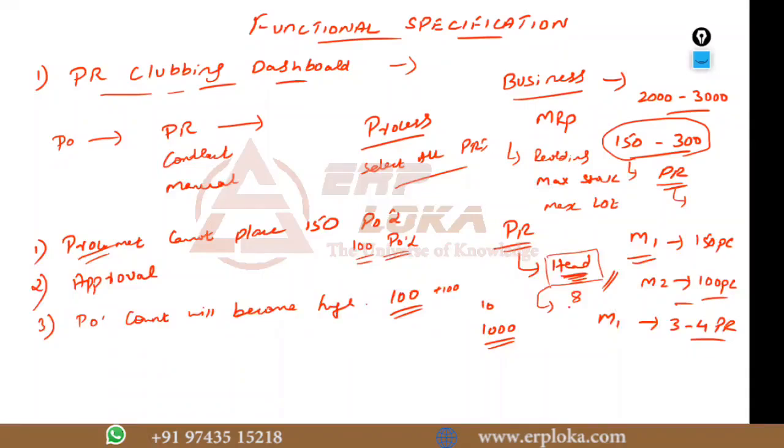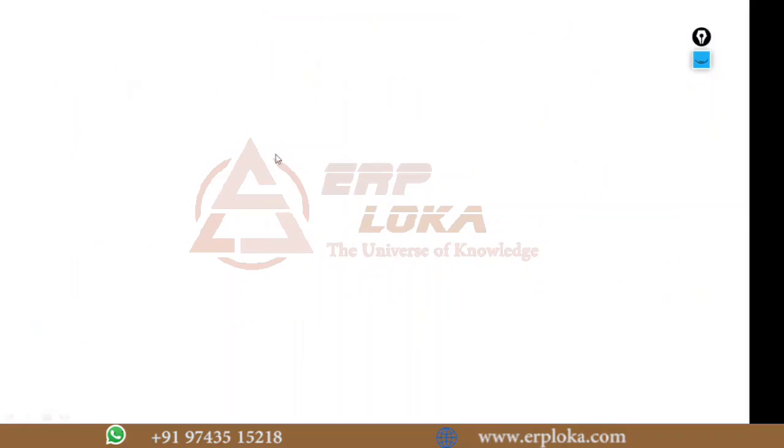So now what is the business requirement? Based on these issues, we suggested an option called the PR clubbing dashboard. Based on this PR clubbing dashboard, the functional consultant has decided to do this enhancement and reduce the manual work of the employees.